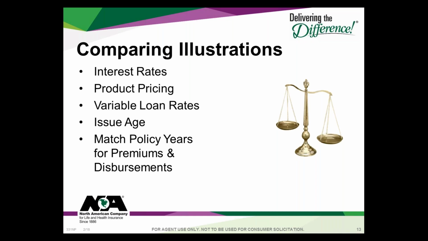And probably the best thing to help you in that regard is ignore the age, match the years. So if they're paying for 18 years and you want to compare it to North American, show 18 years. Don't try to match up the age, match up the policy year. And if they're showing the distribution starting at year 35, match up year 35. Don't try to match up the age in that regard, because you don't want to misstate or misrepresent either one of the two products. That would be the best way to make sure that you're comparing illustrations accurately.